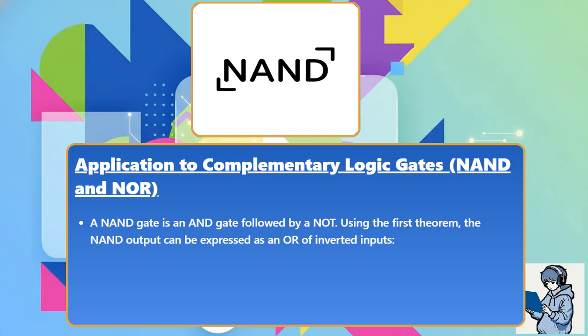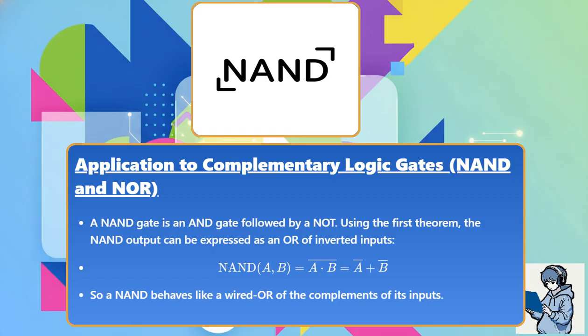A NAND gate is an AND gate followed by a NOT. Using the first theorem, the NAND output can be expressed as an OR of inverted inputs. NAND of A and B equals NOT(A AND B) equals NOT A plus NOT B. So a NAND behaves like an OR of the complements of its inputs.